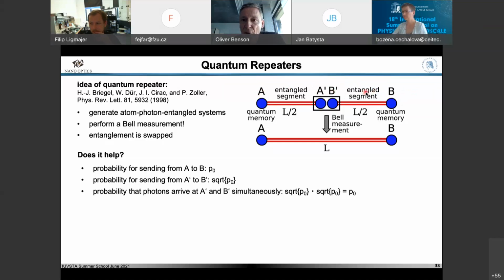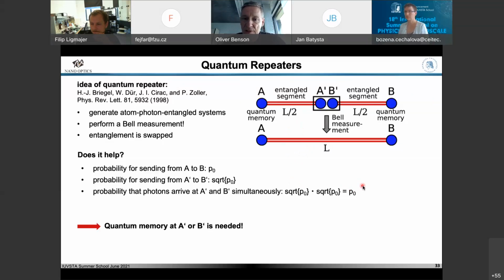However, this simple scenario doesn't help, because in order to make this work, the two photons have to arrive at the same time. And the probability for this is less than P naught. Each photon arrives with probability square root of P naught, but for both processes to happen, it's square root of P naught times square root of P naught, which is again P naught. So nothing is gained.